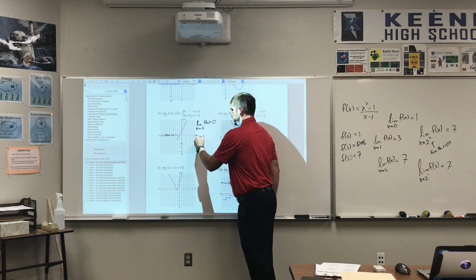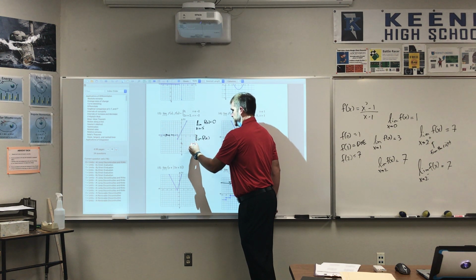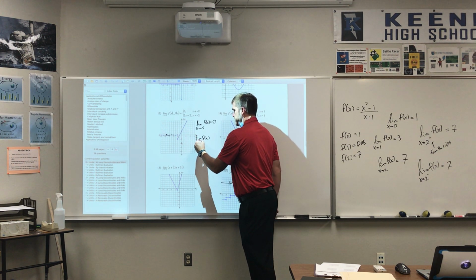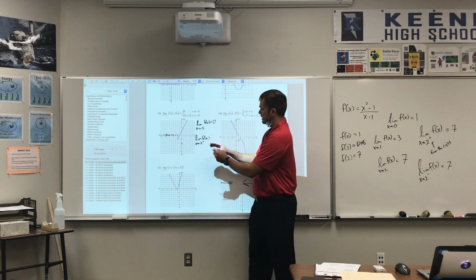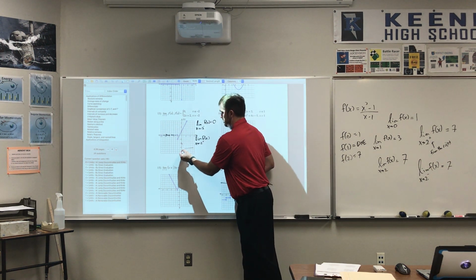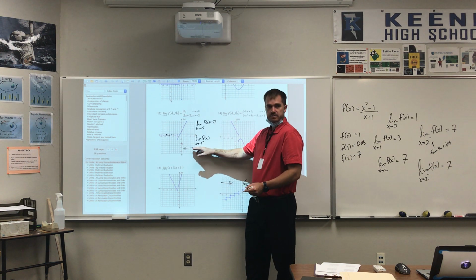On the other hand, what is the limit of the function as x approaches -2 from the right? So the plus means we're walking this way.